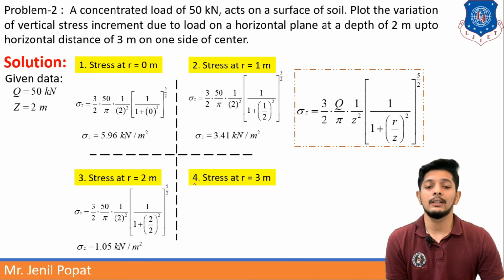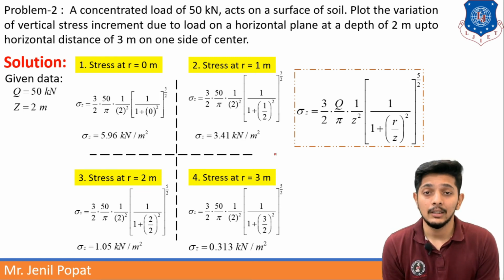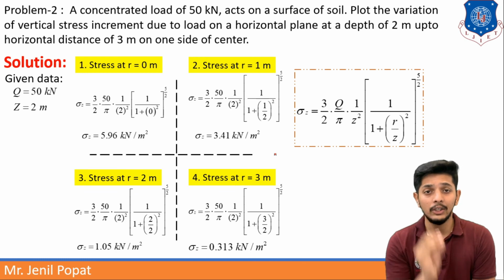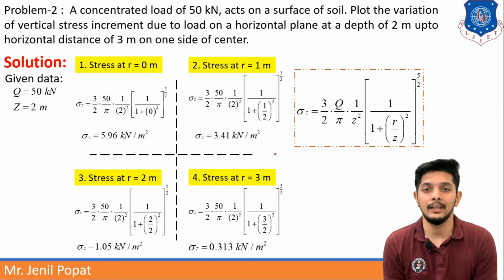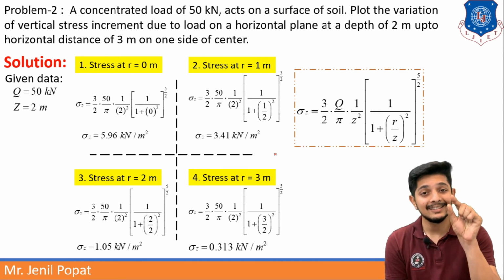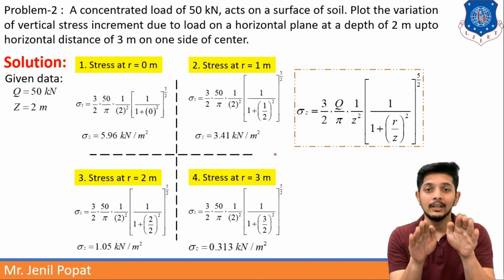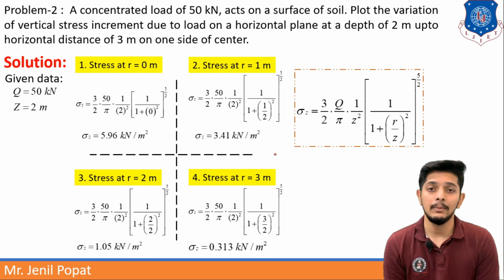And the fourth item, stress at r equal to 3 meter. Putting in all the values, I am getting sigma z as 0.313 kilonewton per meter square. So the value is getting decreased. This is as per our theoretical understanding, as we have seen in the graph for vertical stress on a horizontal plane, where the maximum point was at the center only and then it decreased. So the problem also shows the practical application.